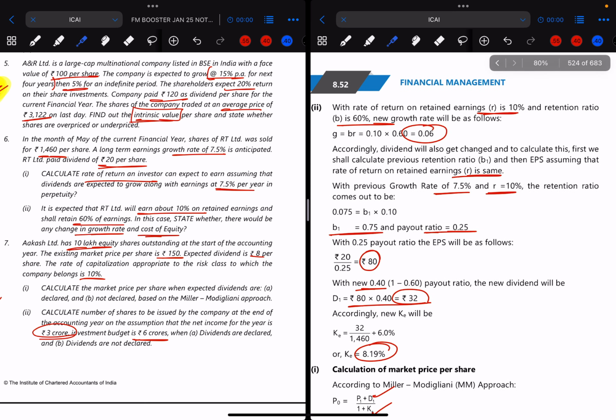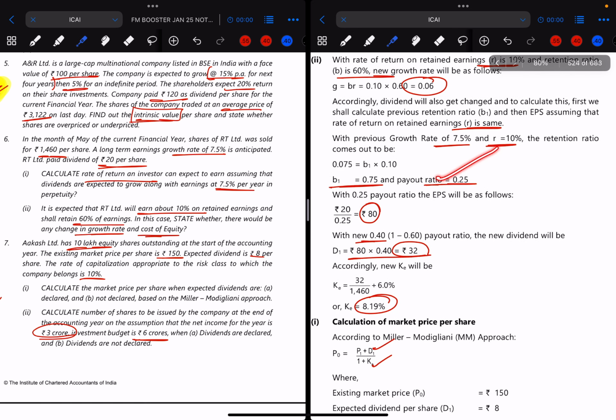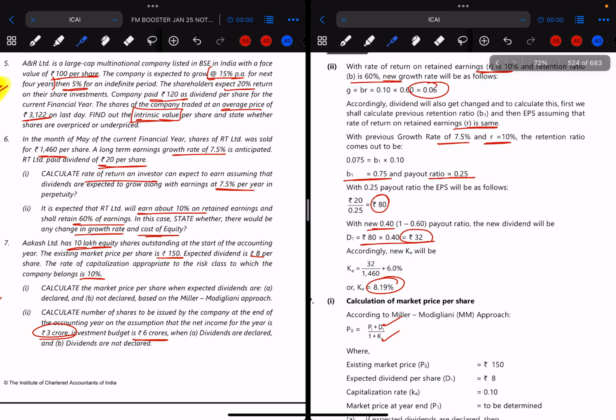Okay, so after you find out KE, just take this formula and find out growth rate once again, and just do it, bro. I know this is very easy.